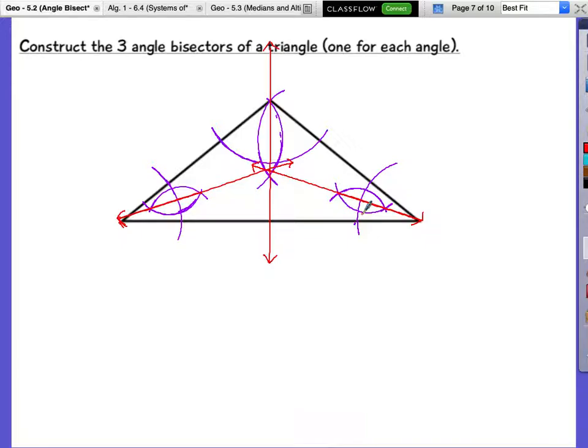Like that? Yep. Circle it. How do I put this back together? Right here? Same setting? Yeah. Straight edge on those.